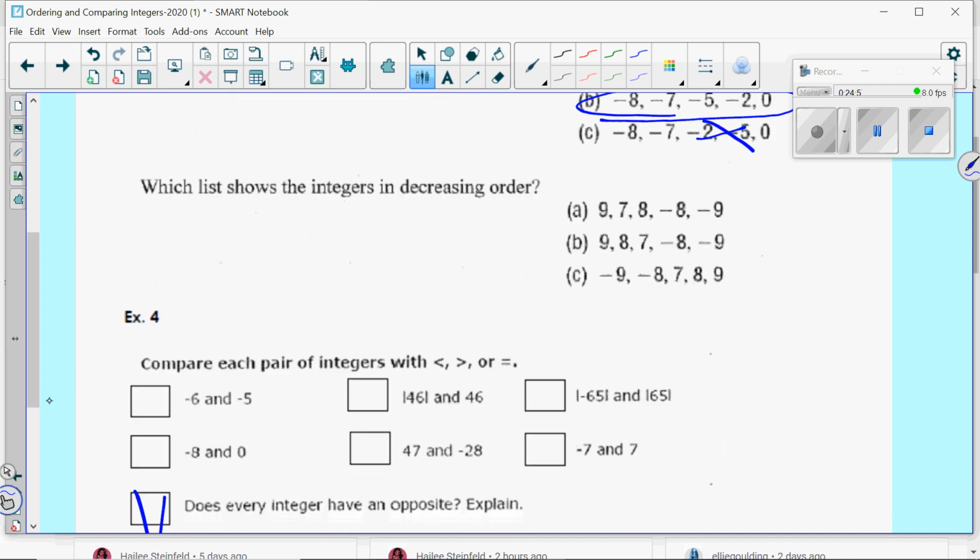And the next one, which one is decreasing, meaning what? Going down, greatest to least. So that would also be B. This one, they mixed up the 7 and the 8. The last one is the opposite.